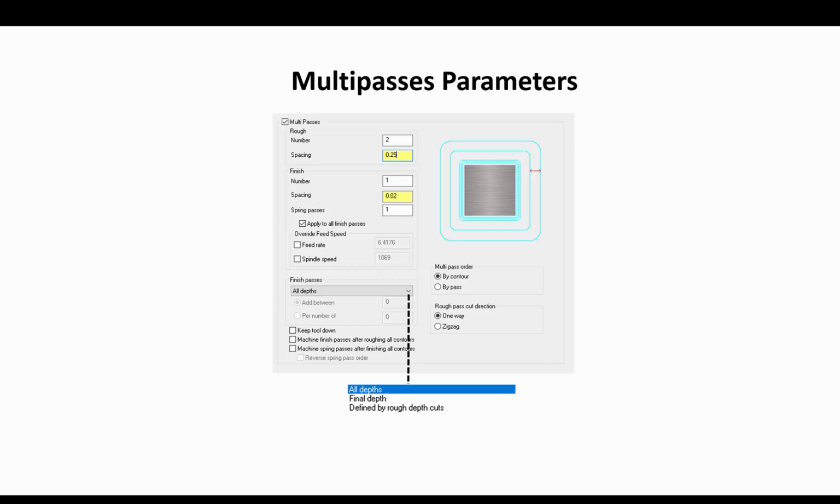Keep tool down does not allow the tool to retract between passes. Use it only if leading out motion is away from the part.